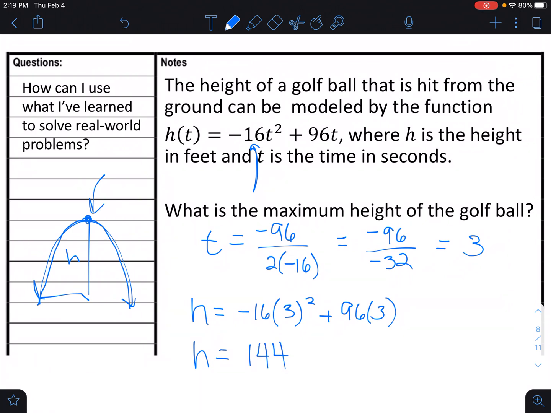Now I need to put the units on there. It says the height in feet. So 144 feet. So after 3 seconds, this golf ball reaches 144 feet. And that's my answer. Okay? Cool.